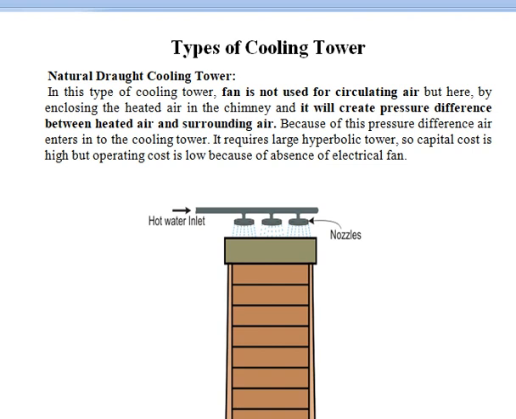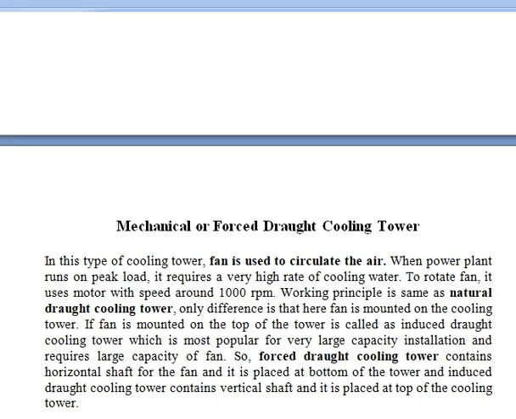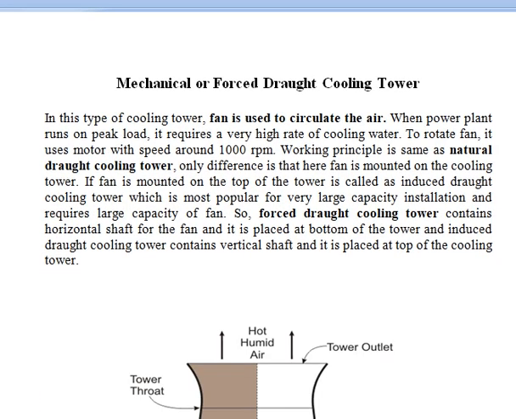That means a large hyperbolic tower is used, and due to the pressure difference the air enters the cooling tower, and there is no fan. These are the types of cooling tower. This is about the natural draft cooling tower. The next type is the mechanical or forced draft cooling tower.